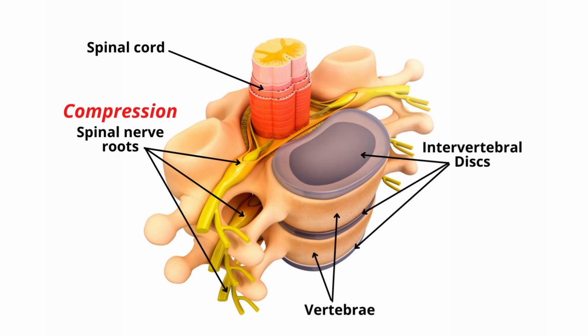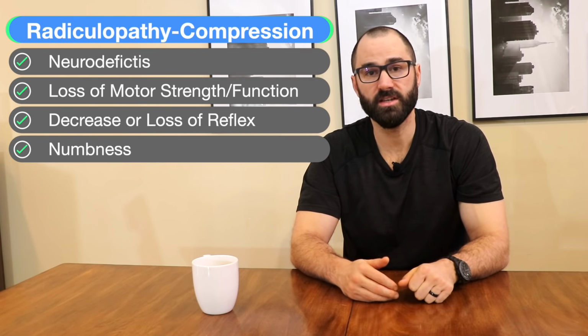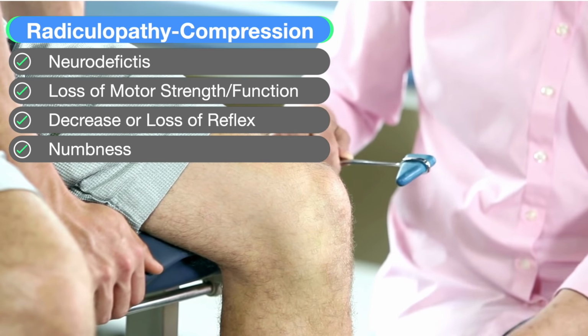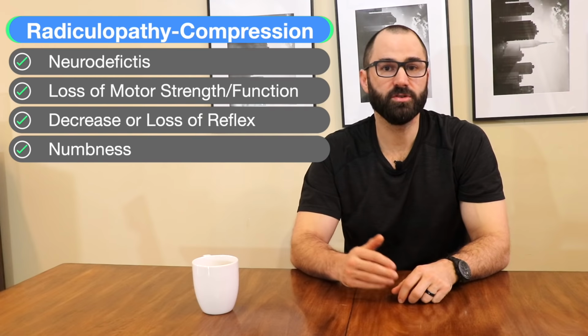And then radiculopathy is mechanical compression of the nerve root, and for this you'd have neurodeficits such as loss of motor strength or function, decreased reflexes, or numbness. And again, it's important to know that you can have both of these simultaneously, so you can have inflammation and compression of the same nerve root.